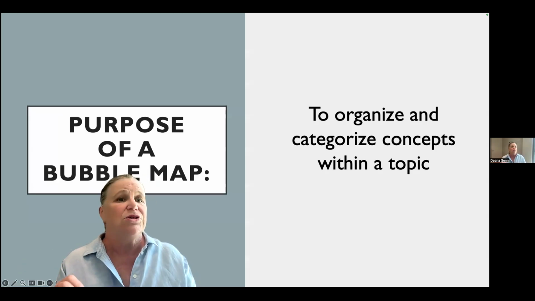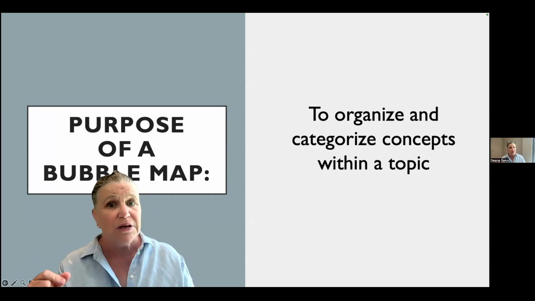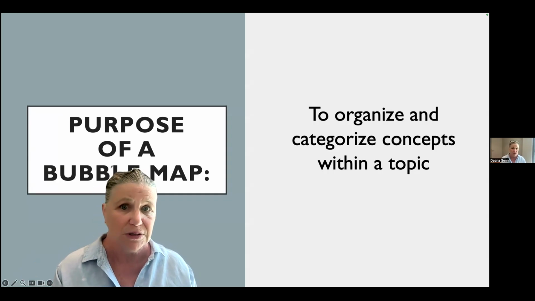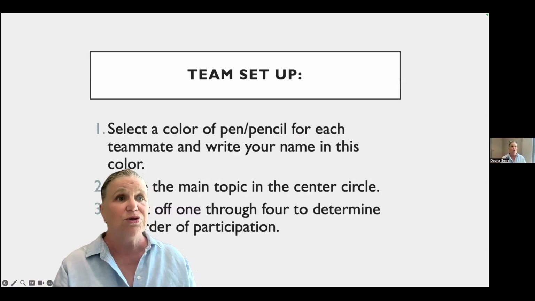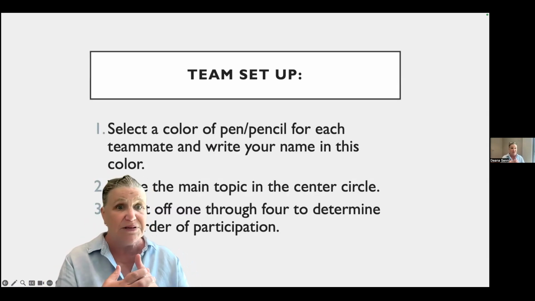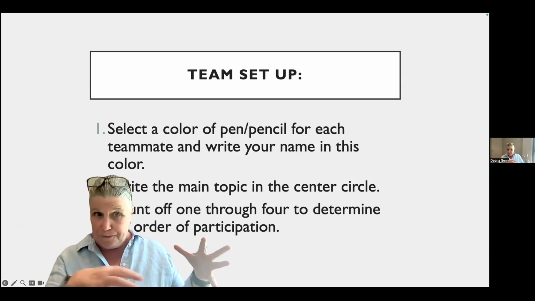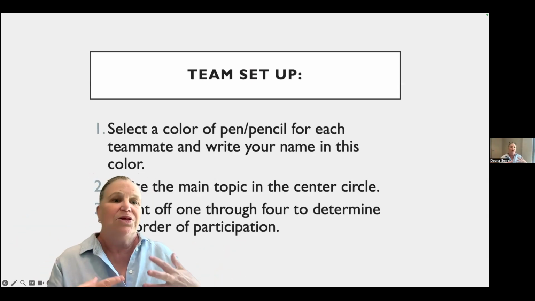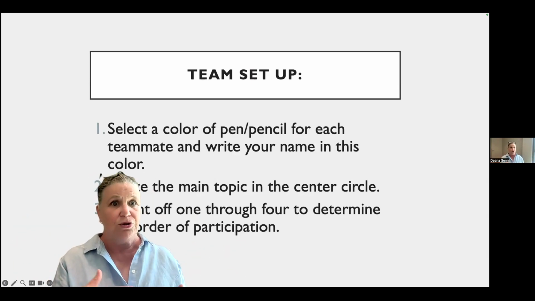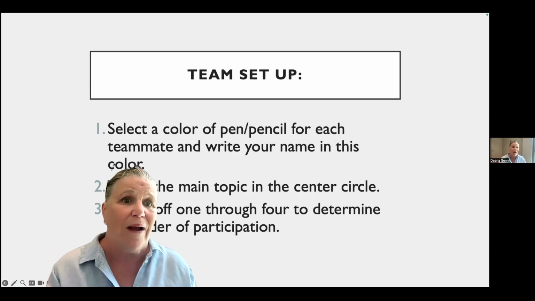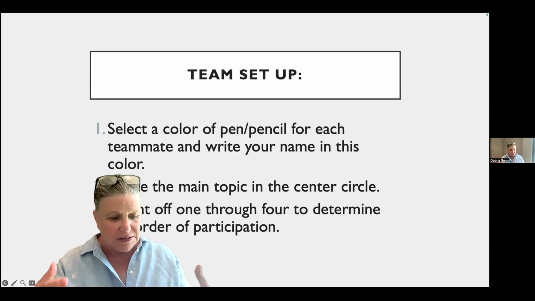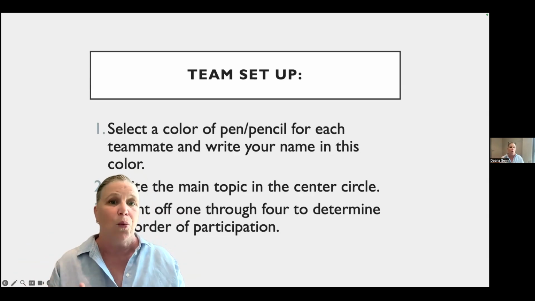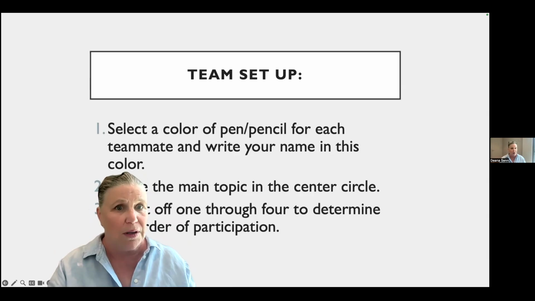First of all, we would want students to understand the purpose of a bubble map, right? It isn't just to fill in the blank, it truly is to organize and categorize concepts within a topic. So how does that look in a team? Well, the first thing we're going to do is make sure students quickly set up a team so that not only does everybody have a voice, but there's accountability. And one of the things we can do is have every student write in a different color. And if they're writing in a different color, then there's instant accountability. I can see who wrote what as they were working, right?